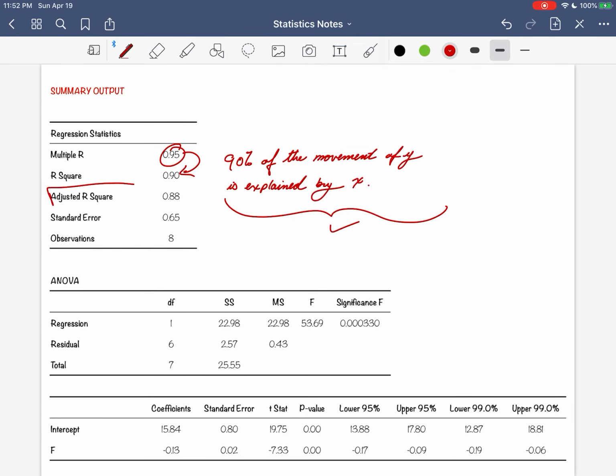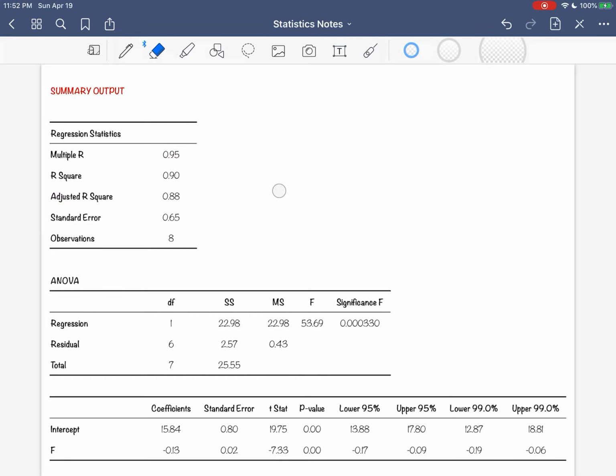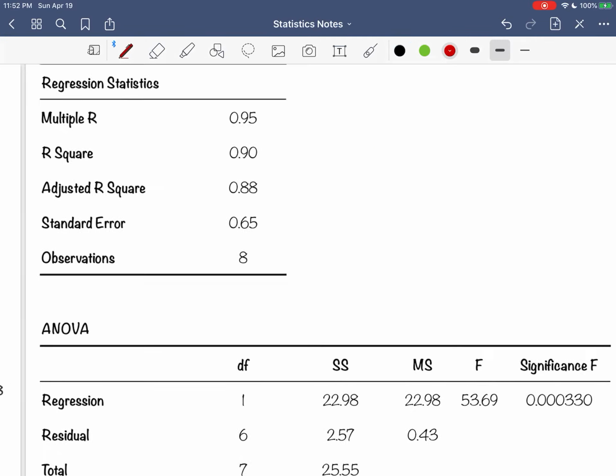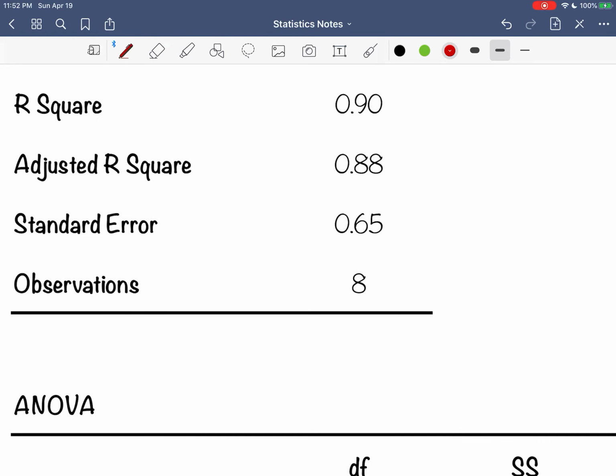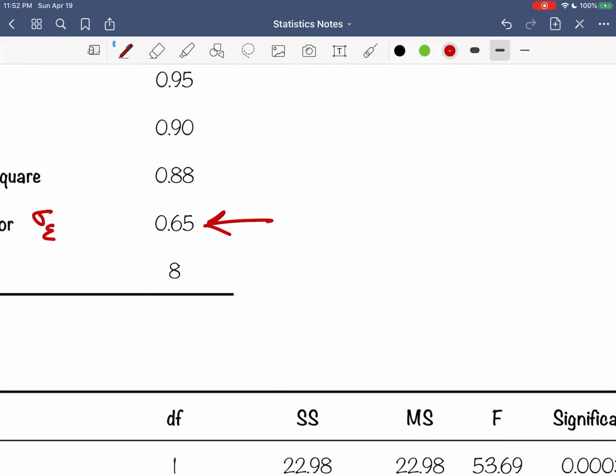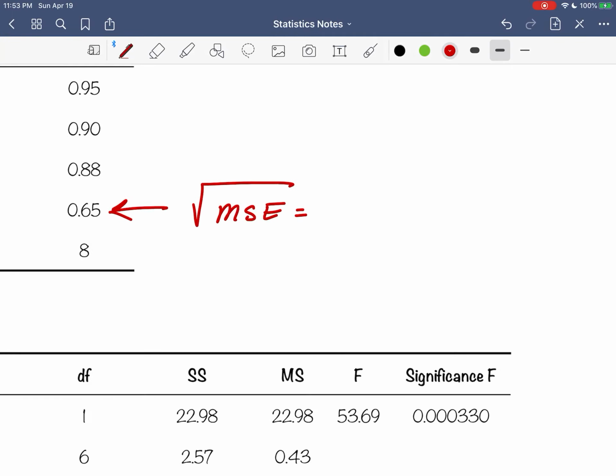We're going to skip the value for our adjusted r squared for now. We're going to look at that in a later chapter. The standard error is right here. This is your standard deviation of the epsilon, or the error terms. In this case, it's 0.65. It is equal to the square root of MSE, which itself is equal to the square root of SSE over n minus k minus 1.